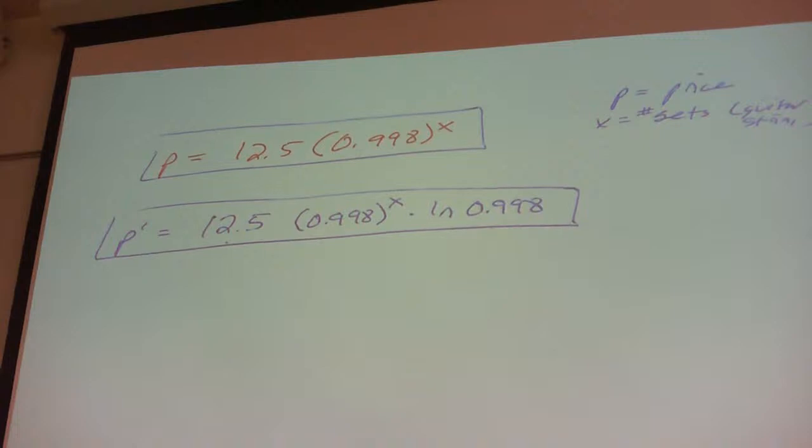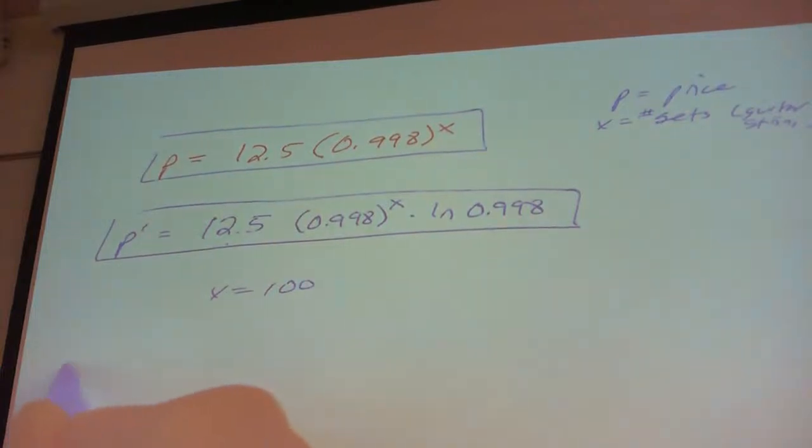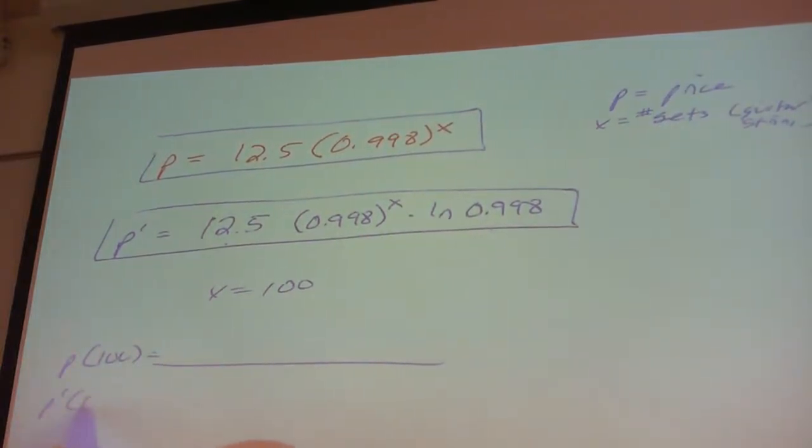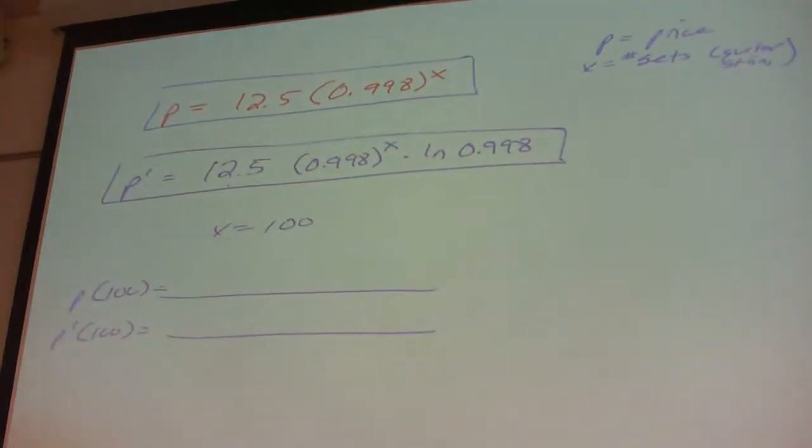I'm going to test you on your calculator now. I want you to go to the calculator. Y1 is the original function. Y2 is the derivative function. Y3 is the derivative in the calculator. And then you're going to plug in 100. I want to know what P of 100 is. I want to know what P prime of 100 is. And then we'll have to write down what it all means. So let's practice the calculator.